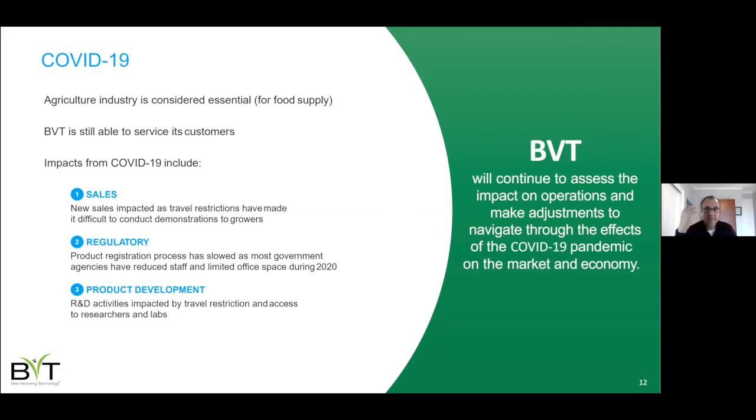We've often been asked about what impact the pandemic has had on us. The good news is agriculture, of course, is considered essential, right? So certainly food supply is one of the things that folks are recognizing has to occur. And so that puts us in a good place because we're still able to service our customers. Although, to be honest, it has changed the way we've engaged with our customers and with our stakeholders.